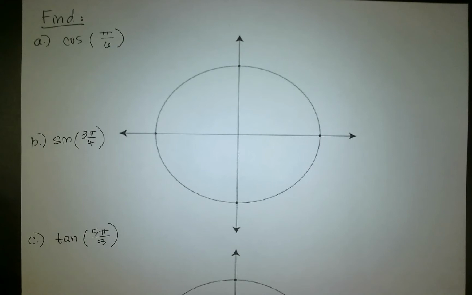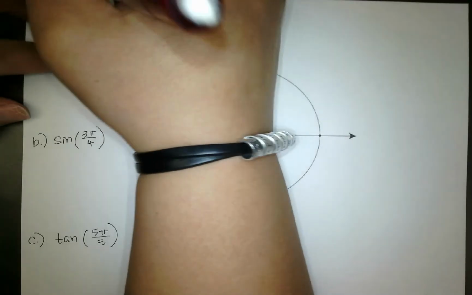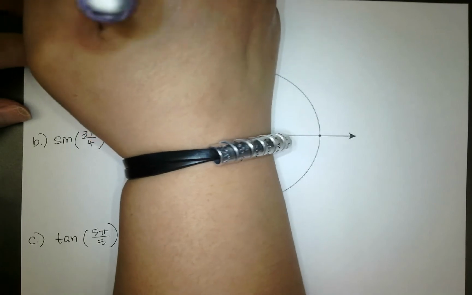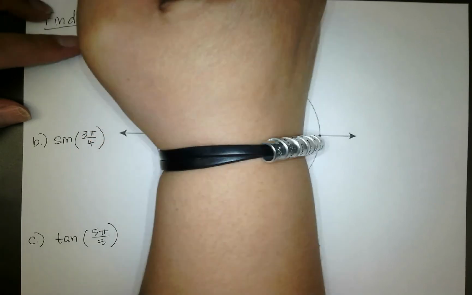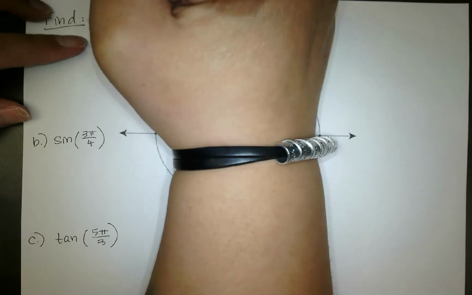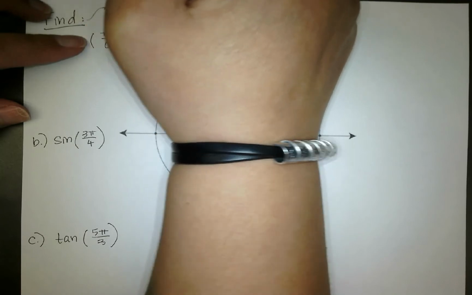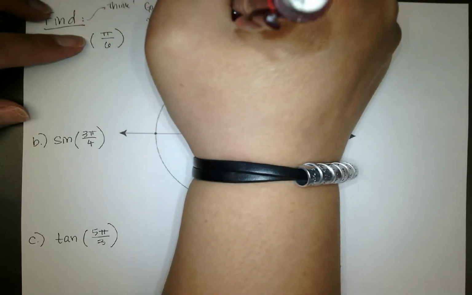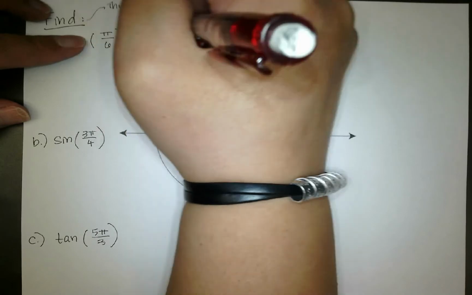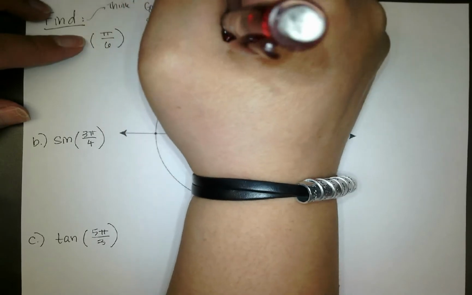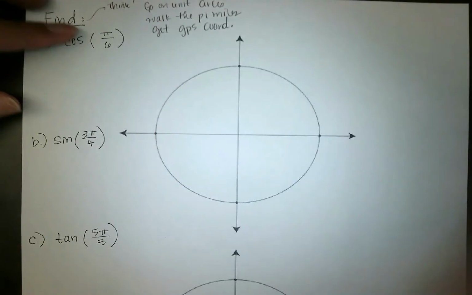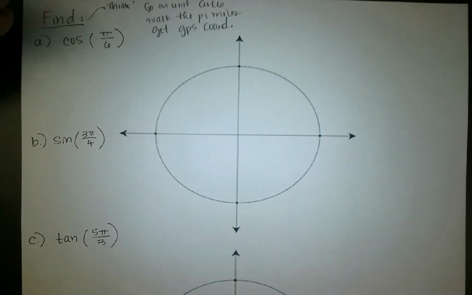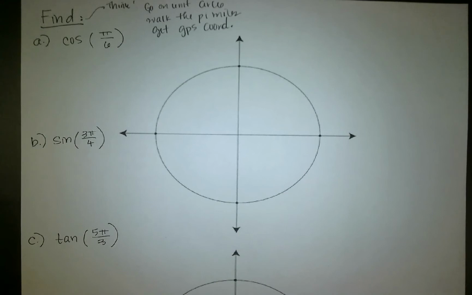So, when I say find these things, this is in your head, so you think: go on unit circle, walk the pi miles, get GPS coordinates. That's your train of thought. Okay, when you see cosine of a number, sine of a number, tangent of a number, etc. Okay. Alright, here we go.